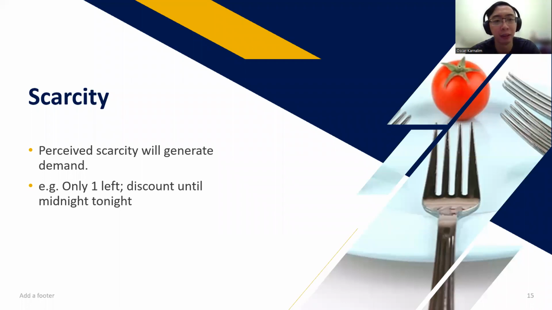The next one is scarcity. So we need to explain how rare it is. For example, only one left. Or we can say, "Oh, the discount only applies till tonight, and after that, there will be no discount."